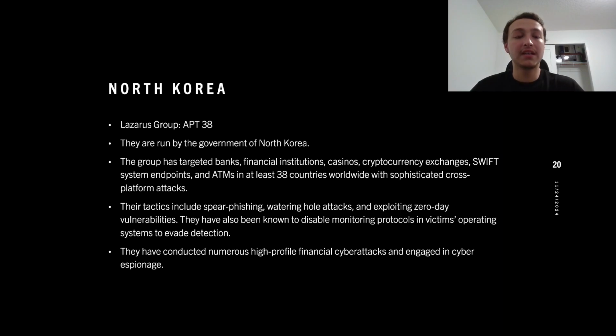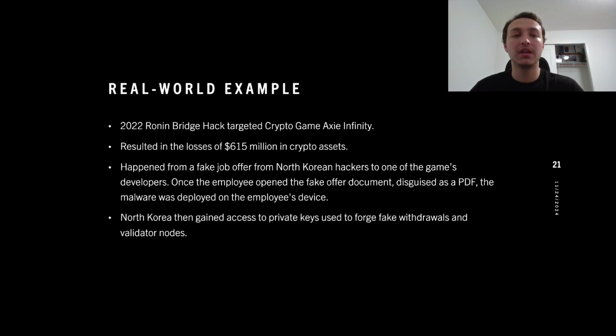Their tactics include spear phishing, watering hole attacks, and exploiting zero-day vulnerabilities. They've also been known to disable monitoring protocols in victims' operating systems to evade detection. They have conducted numerous high-profile financial cyber attacks and engaged in cyber espionage. A real-world example is the 2022 Ronin Bridge hack that targeted the crypto game Axie Infinity. It resulted in the loss of $615 million in crypto assets, including Ethereum and other assets.